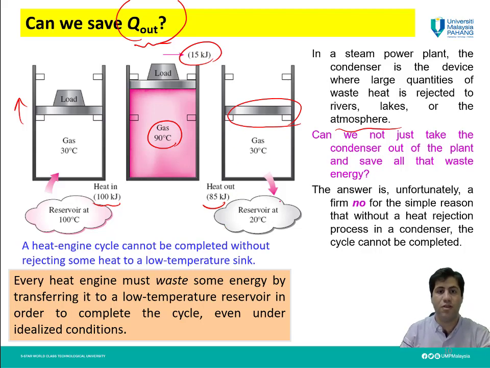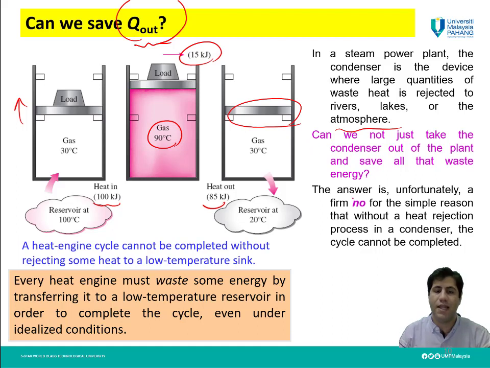So you can see here that all that thermal energy will need to be released to the sink. Because this device is what we have in an internal combustion engine, Q out is big in an internal combustion engine compared to the steam power plant. Because of that, the thermal efficiency of an internal combustion engine is lower than a steam power plant.